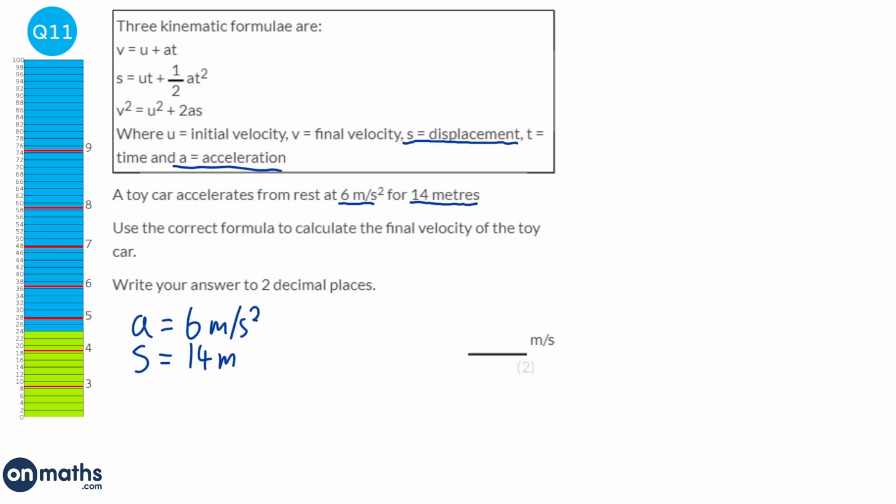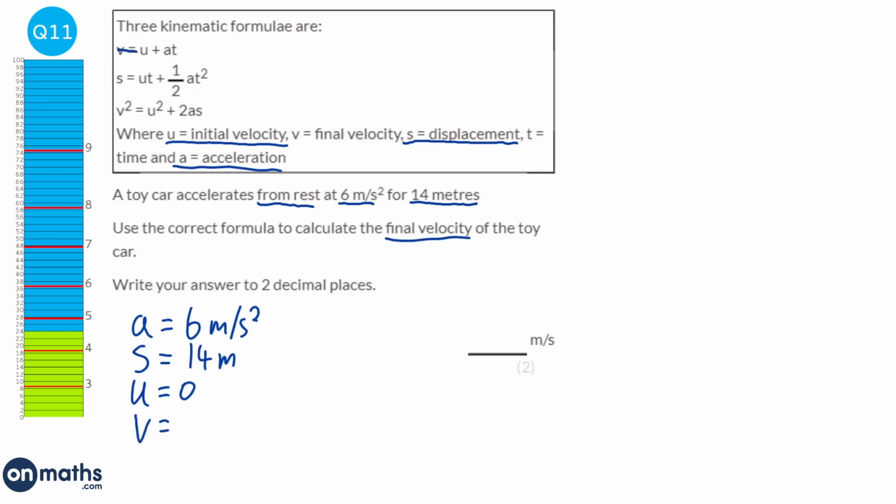Now it looks like we don't have any more, but actually it says from rest. So the initial velocity therefore would be 0, because from rest means it wasn't moving at all at the start. We're looking for the final velocity, so we're looking for v. So let's have a look at which formula we're going to use.